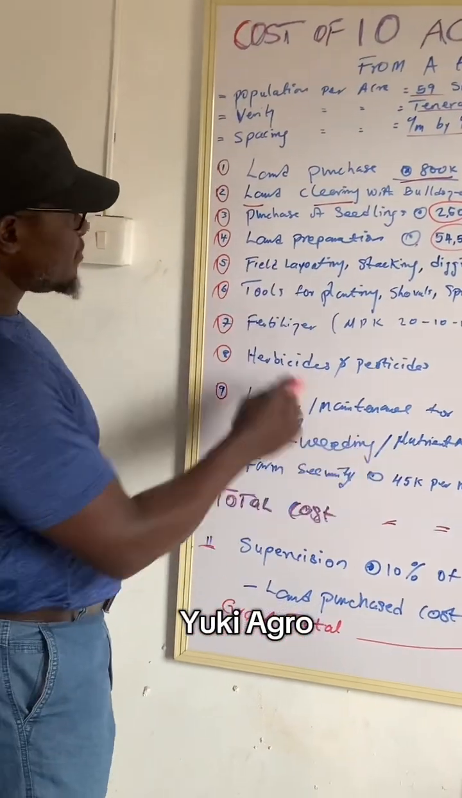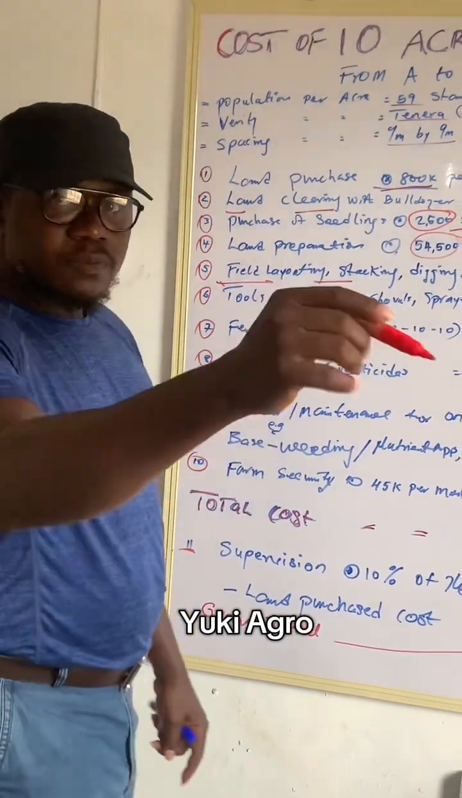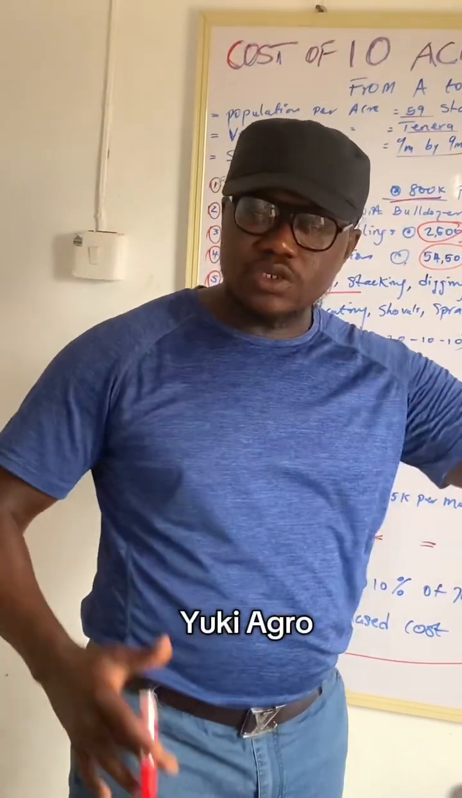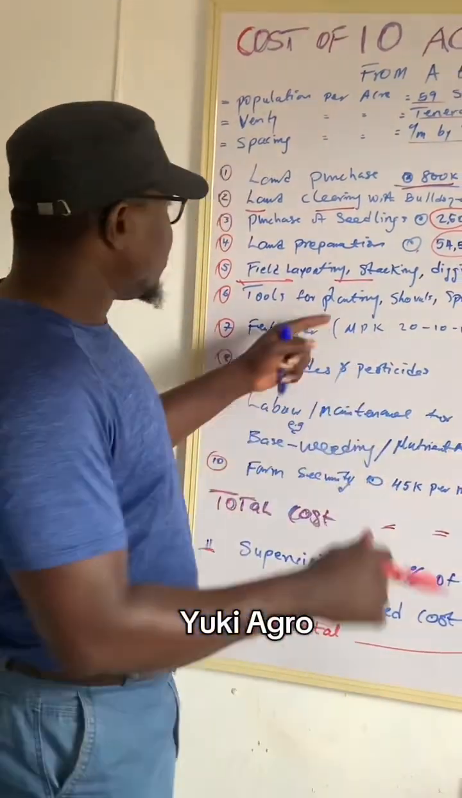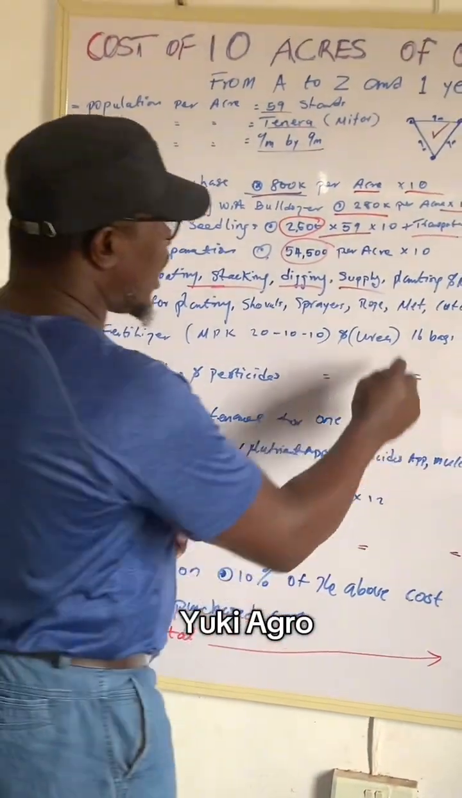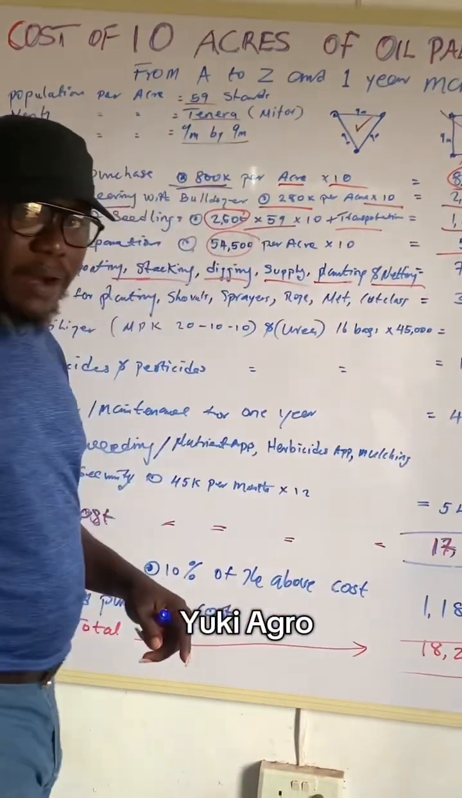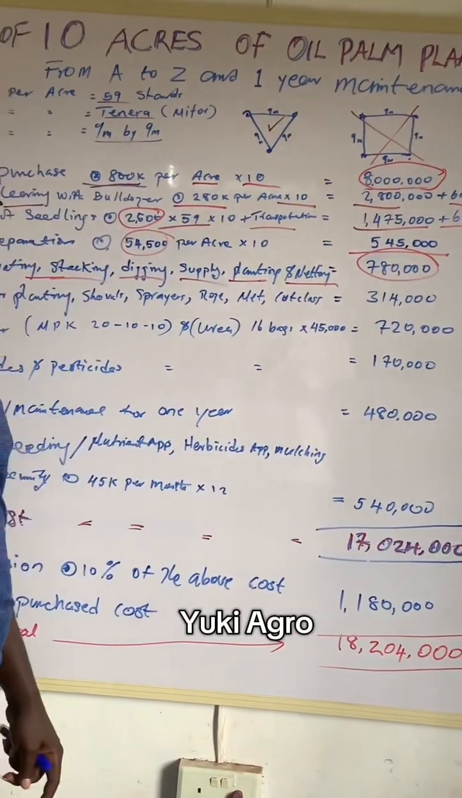Okay, let's move quickly to field layouting. Field layouting has to do with the proper demarcation of that triangular format to establish your farm. Then, of course, the staking, the digging, the supply of material to the field, and of course, the planting and netting proper. All these activities will cost you 780,000 naira.